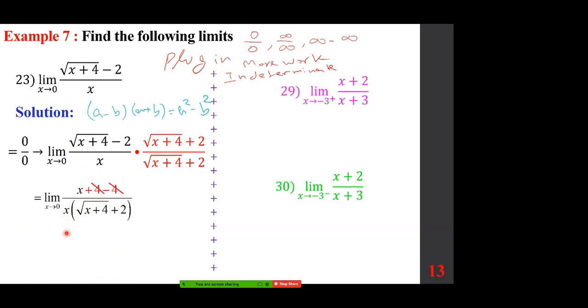And the numerator remains as 1 and 1 only. The denominator is the square root of x plus 4 plus 2. If you plug in, this becomes 2, and 2 becomes 4, 1/4.